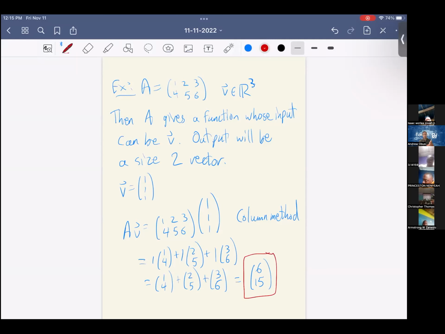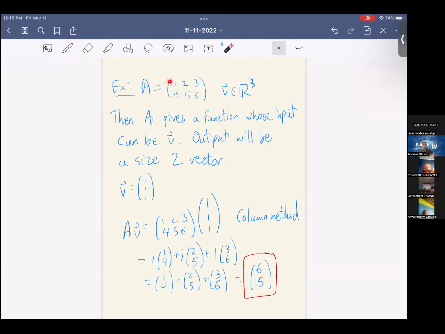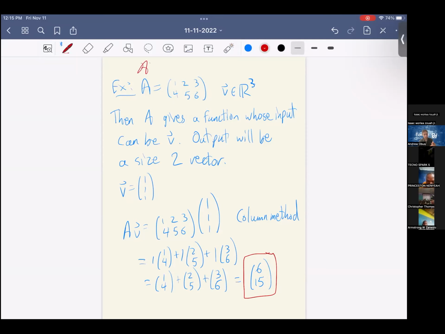Okay, so notice the input had size 3 and the output has size 2. That's because A was a 2x3 matrix. So the input is the number of columns and the output is the number of rows. Okay, so this is another example.